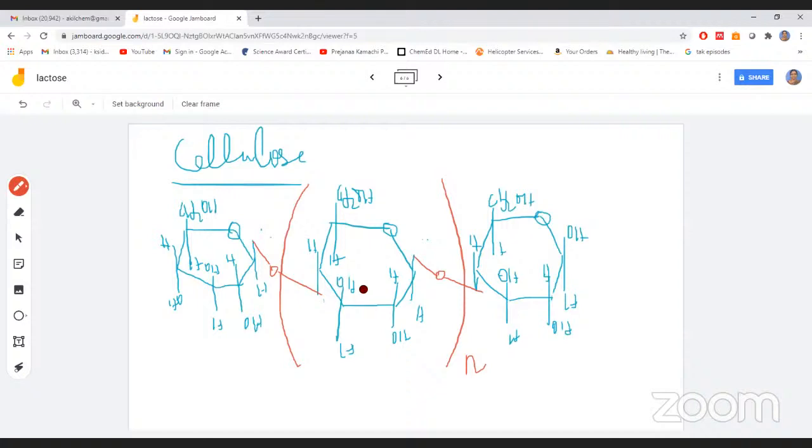So I hope you have understood the structures of the three, that is the two starch components and the cellulose polysaccharides. Okay. Thank you.